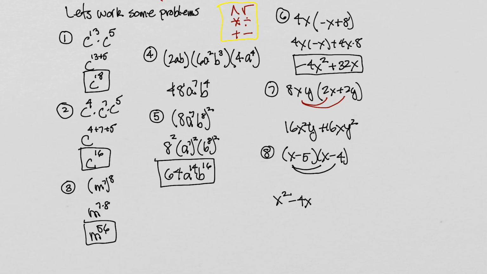And now we've run the x all the way through, so move over to the y, the negative 5. So I'll get negative 5. Let's do it here. Negative 5 times x is negative 5x, and then negative 5 times negative 4 is positive 20. Now let's combine terms. We've got the x squared, which does not combine with anything, but the negative 4x minus 5x gives us negative 9x plus 20.